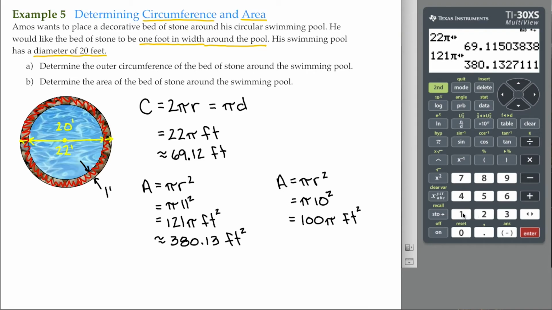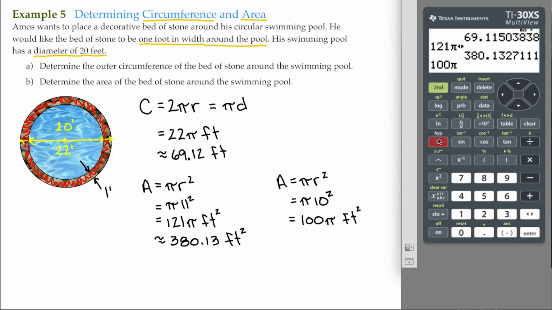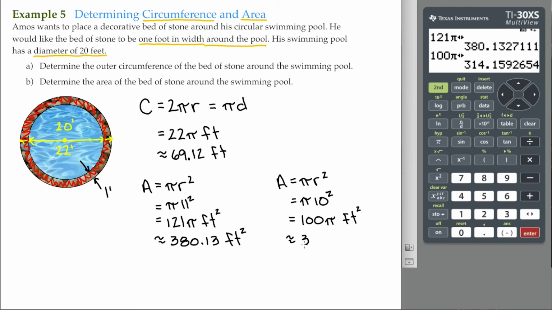What is that approximately? We'll type in 100 pi, and it's approximately 314.16 square feet. So in order to determine what it is for the red portion here, the ring out here, all I have to do is subtract the area of the pool from the total area of the circle of the bed of stone, and it'll give me what's left over. So we'll do 380.13 minus 314.16, and you could certainly use your calculator here.